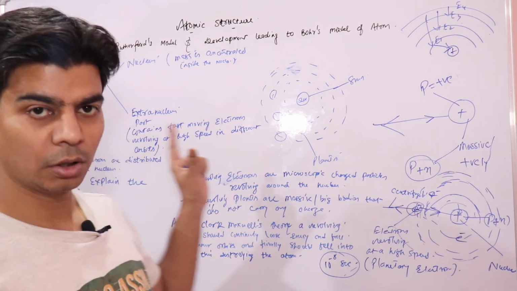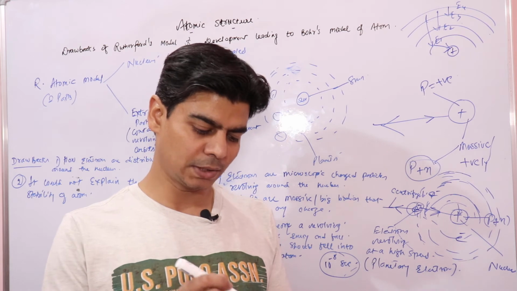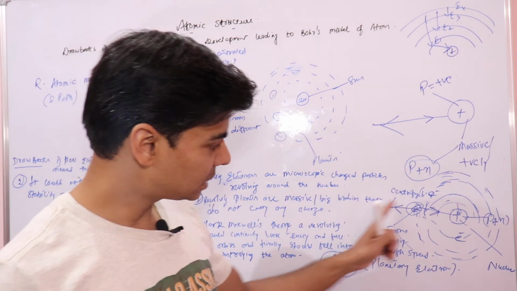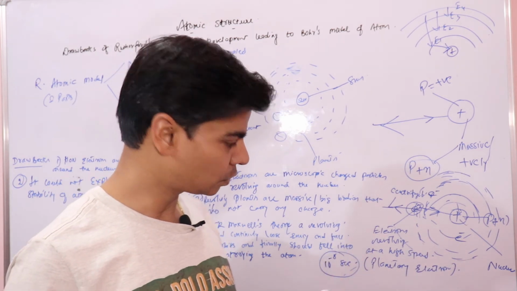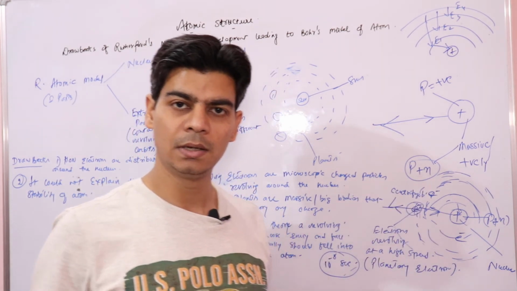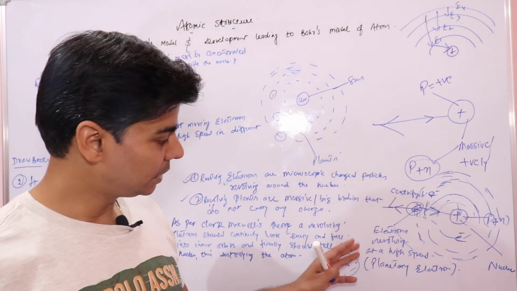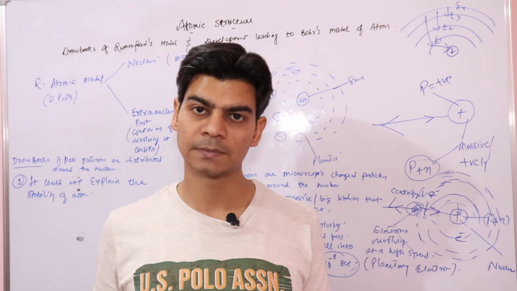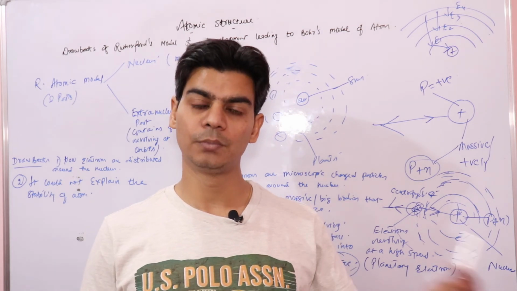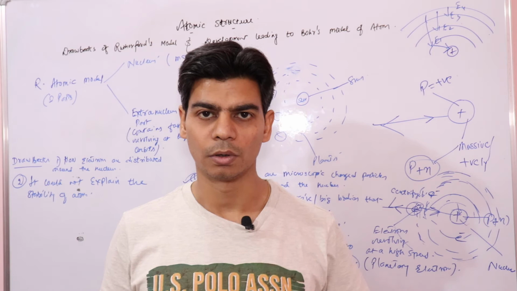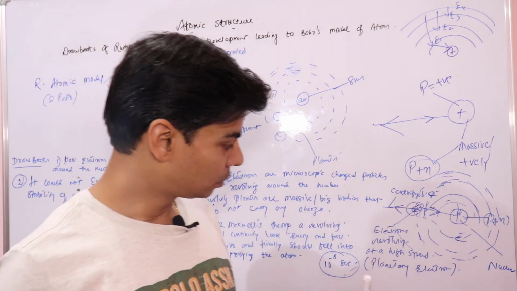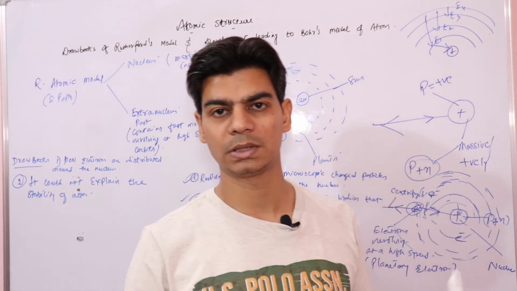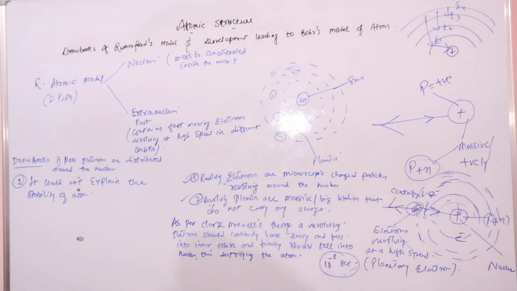This model of atom could not explain how electrons are distributed around the nucleus, because Rutherford just said that electrons are revolving at a very high speed around the nucleus, but he did not talk much about the energies of electrons or the energies of orbits, which later was improved by Niels Bohr, because he talked about how electrons are distributed in various orbits around the nucleus.